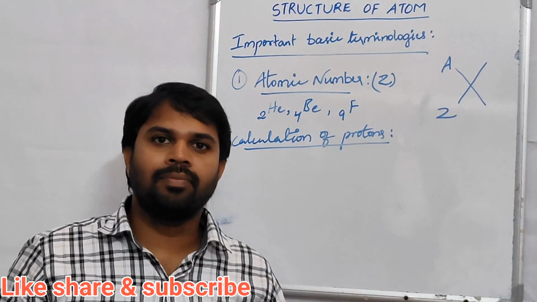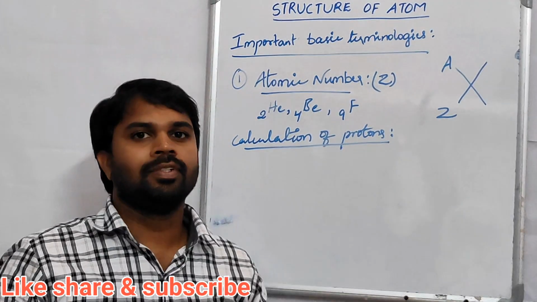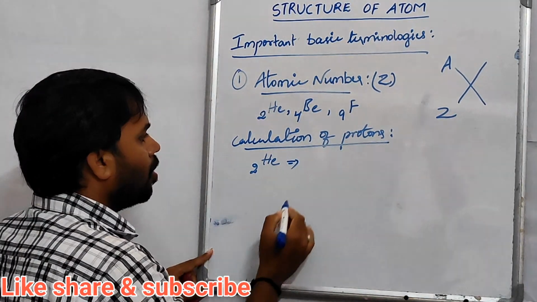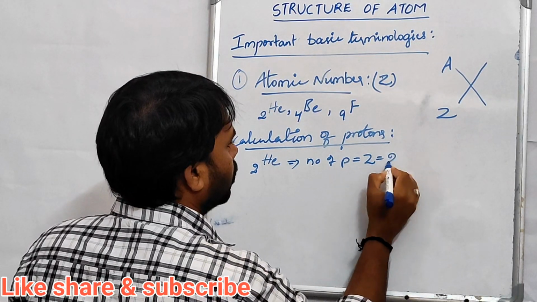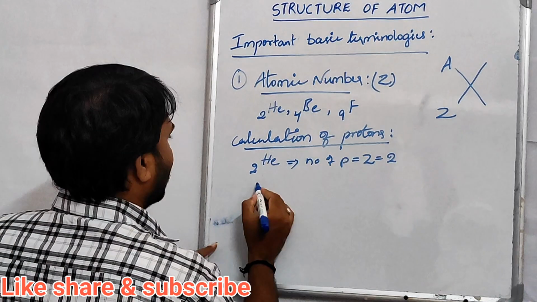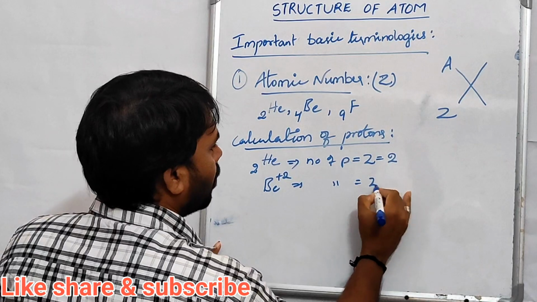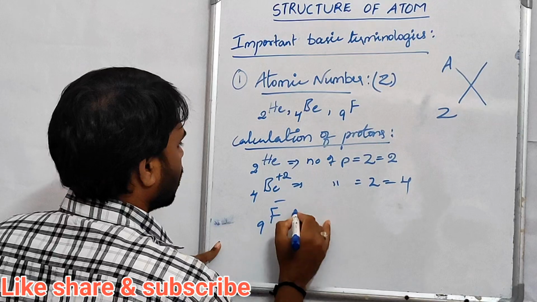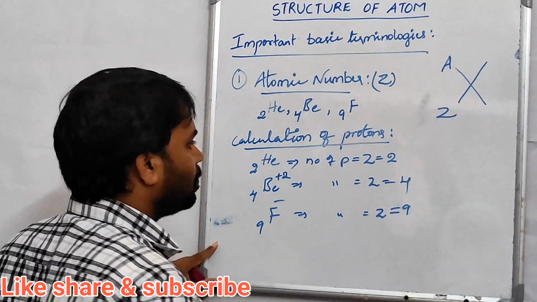In case of neutral atom or cation or anion, number of protons is always equal to the atomic number. For example, helium atomic number 2. In this, number of protons is equal to atomic number that equals 2. This is the neutral atom. There is no charge present on it. For cation, number of protons is equal to atomic number that equals 4. For anion, number of protons is equal to atomic number that equals 9.